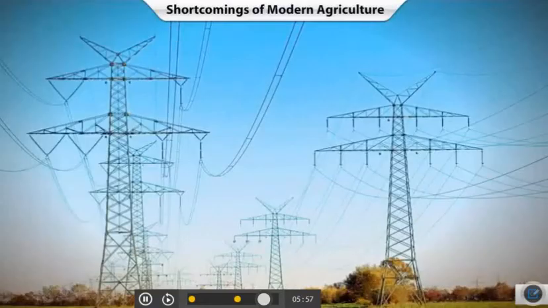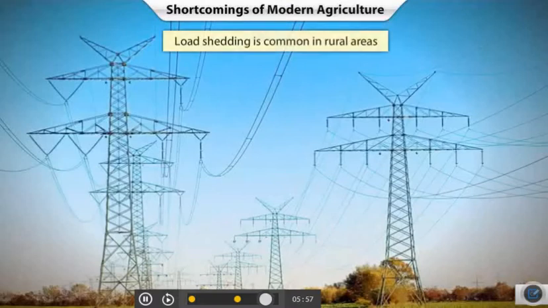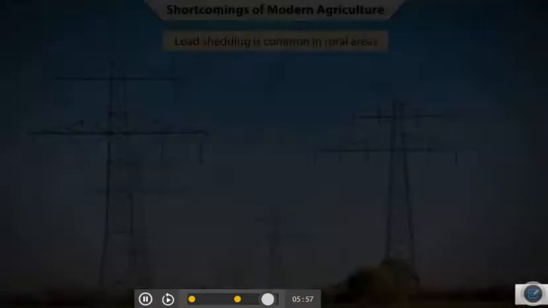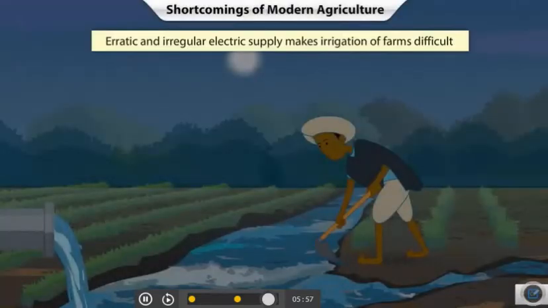Though the government has implemented rural electrification, yet most rural areas experience hours of load shedding. In fact, sometimes the supply is at such awkward hours that farmers find it difficult to irrigate their fields at such times.